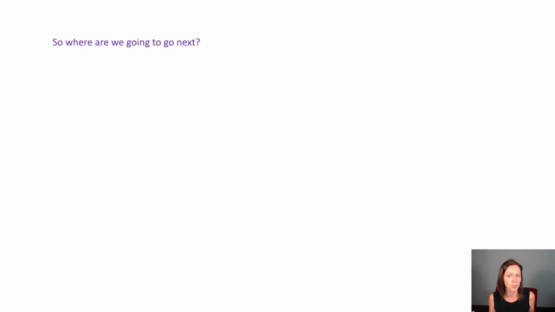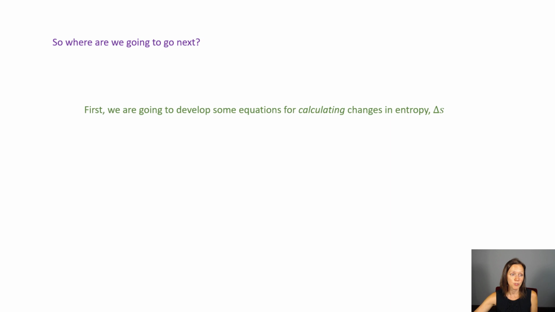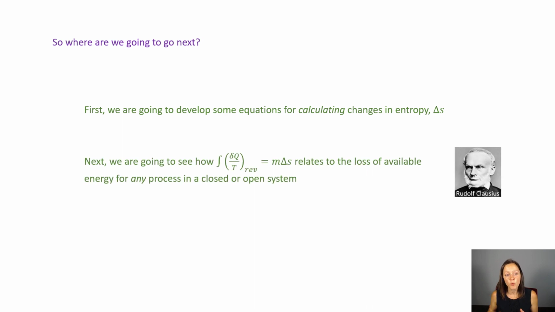So it's a lot of abstract concepts, and you might be confused about where we are going next and what we are going to do with all this. First we're going to develop a few equations for calculating changes in entropy. Then we're going to pull it all together and see how those equations relate to the loss of available energy for a process. We're going to do it for a closed system and an open system.